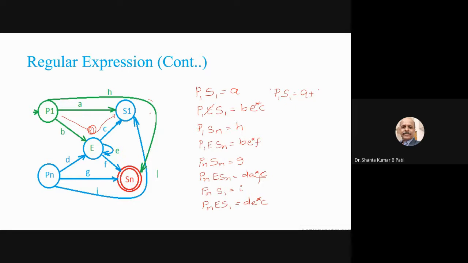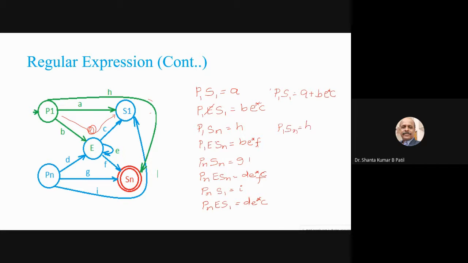So that is B is a B E star E star C. B E star C. Like that, you can take the PNS1. PNS1 is, so this is the PNS1. PNS1 SN. P1 SN is equal to H.